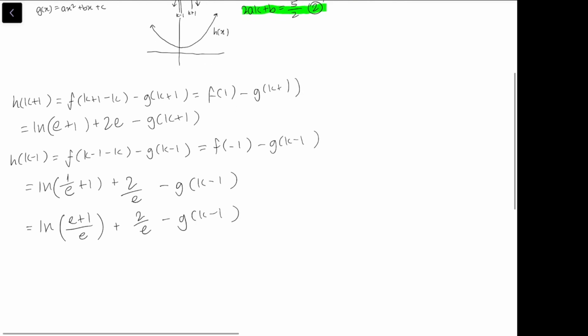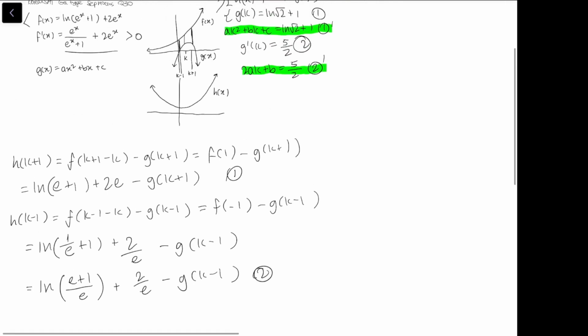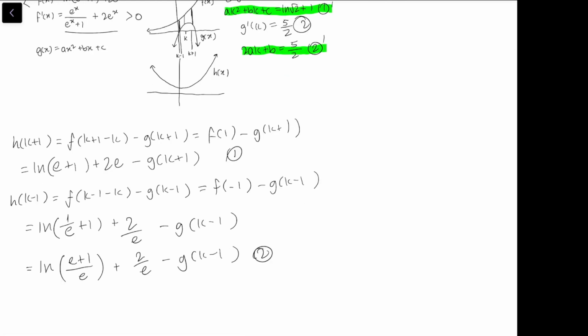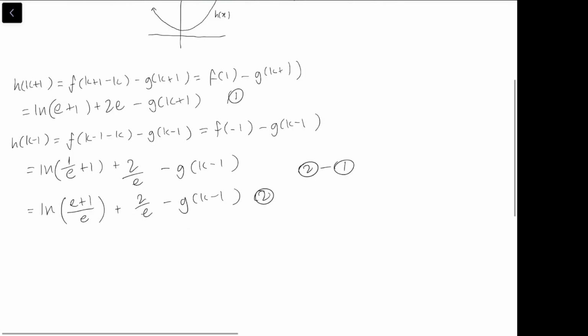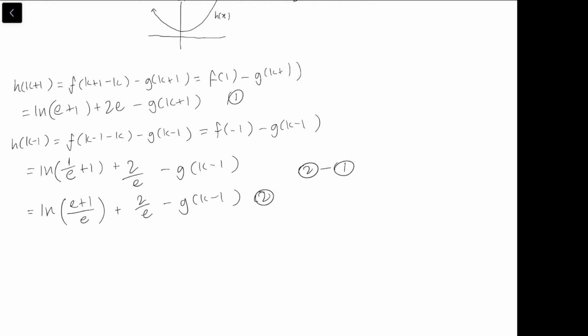So now what we could do is, since we have two equations here, 1 and 2, we want to find the difference between the two equations. And since we've interpreted h of k as a distance, and we're looking for the maximum, we want to see which equation is larger. If we do equation 2 minus equation 1, and we get a positive number, then equation 2 is bigger. And if we get a negative number, then equation 1 is bigger. So we'll just do this subtraction, and we see if our answer is positive or negative.